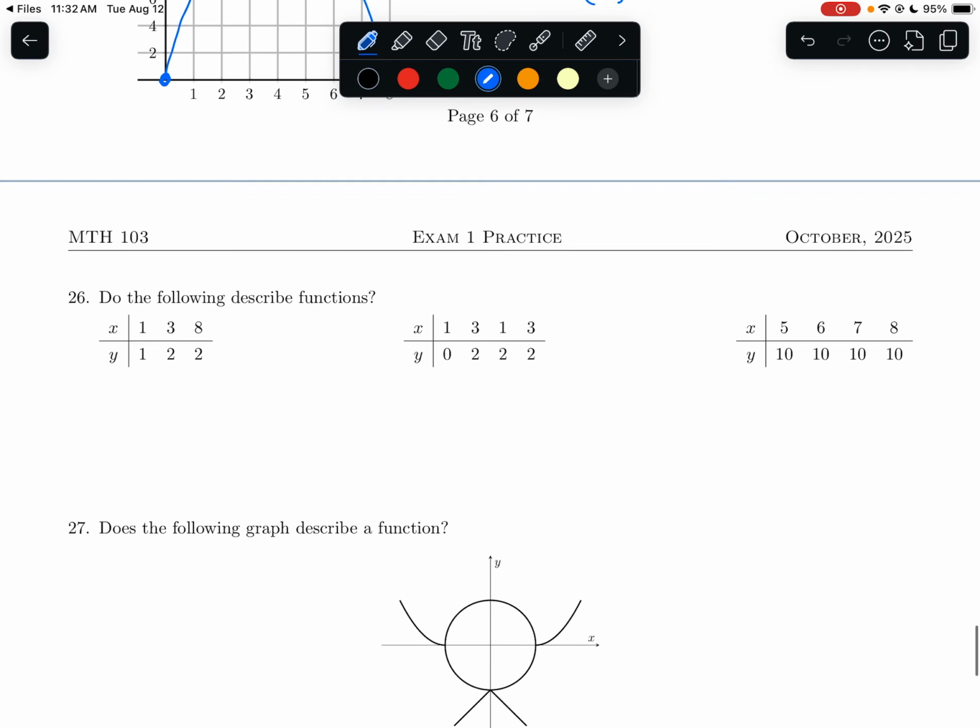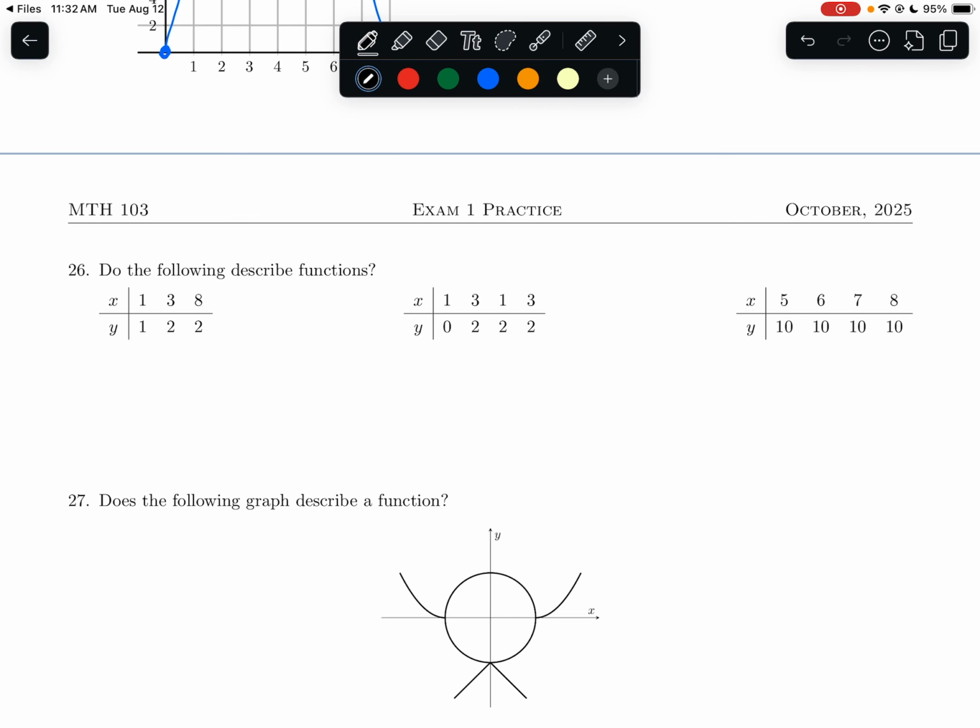Next, do these tables of values describe functions? So you cannot use the vertical line test because there isn't a graph. Given the table of values, the only way to figure out if it's a function or not is to use the definition of what a function is. So you need to look at each input.